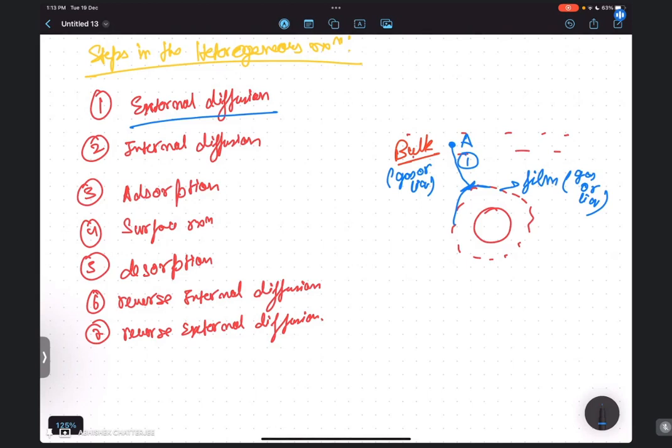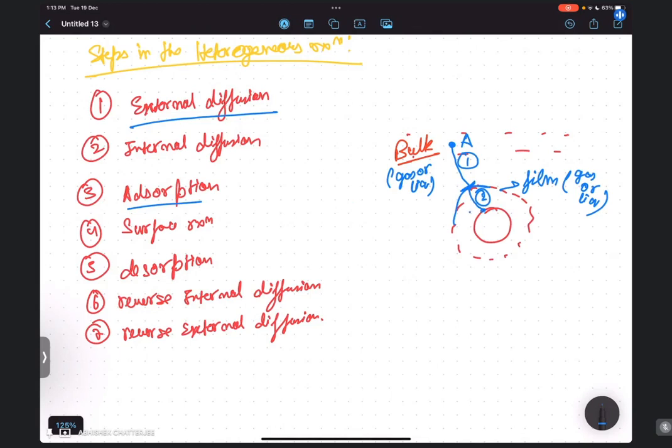Clear? The second step is your internal diffusion. From this it will diffuse to the catalyst surface. This is your step 2, that is your internal diffusion. From the liquid film it will reach the catalyst surface. What is the third step? It is adsorption.